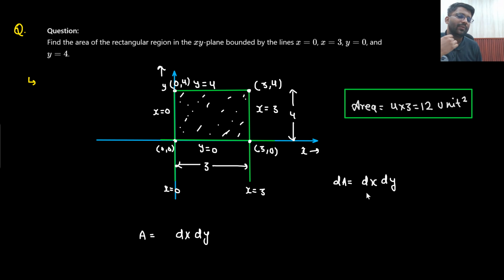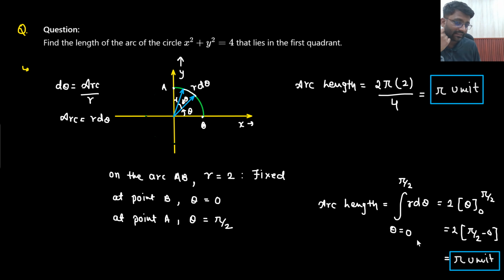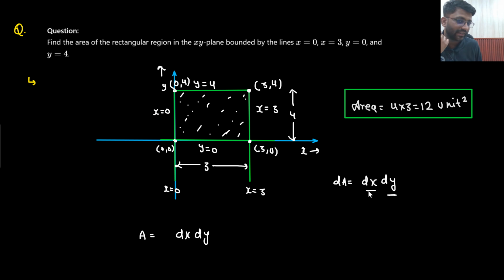But now let me know, you are putting the limit of x as well as the limit of y. Here we were putting only the limit of theta, so there was a single integration. If I am putting the limit of x as well as the limit of y, that's why there will be double integration. So from where to where is x going? X is going from 0 to 3.